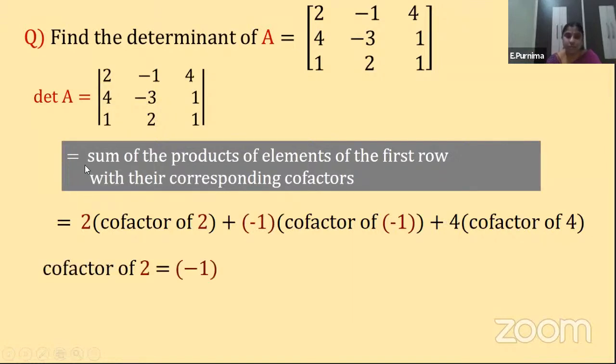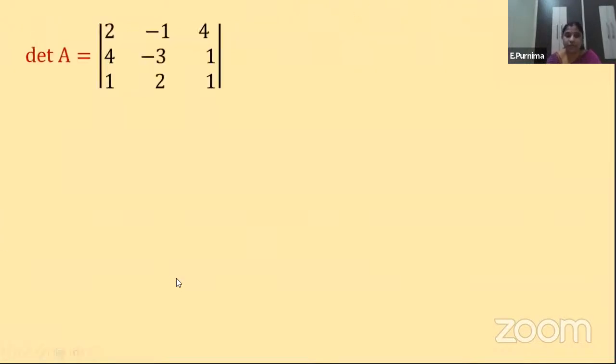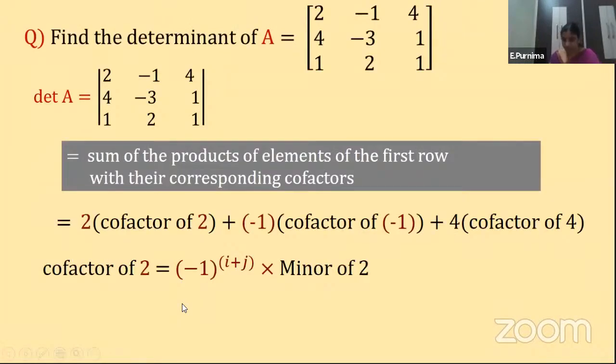So cofactor of 2 is equal to, how to find? Minus 1 whole to the power of i plus j into minor of 2. So what is i plus j? i and j are the row and column number in which the element is present. Is it clear? So let us try to find out that. What is the i value here? i is equal to the first row, that is i is equal to 1. The element is there in the first row, first column. So i is 1 and j is also equal to 1. Now I am trying to find out the cofactor.